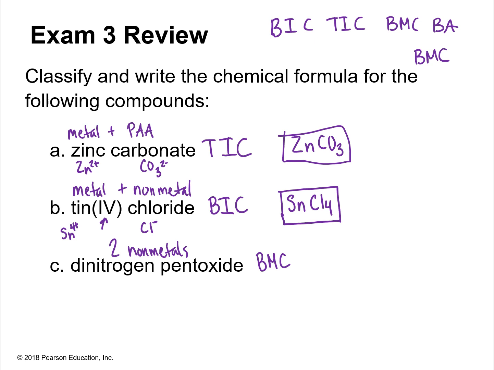The last one is probably the easiest because everything you need is right there in the name. The first element is nitrogen. The prefix di tells you that you have 2 of them. So you put a subscript of 2 for the nitrogen. Pentoxide. The ox is the first syllable of the element that is the second element. That comes from oxygen. And pent is 5. So those are the Greek prefixes that you need to know for naming the binary molecular compounds.